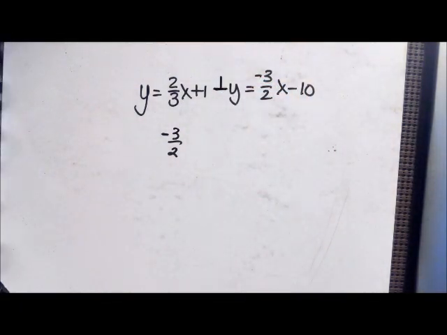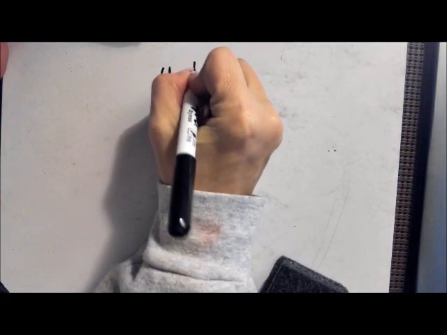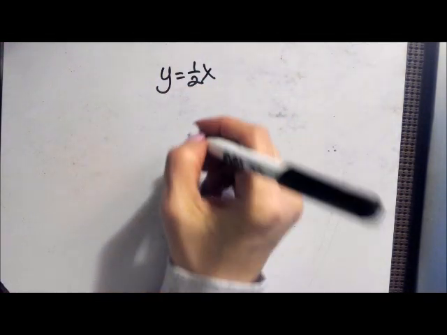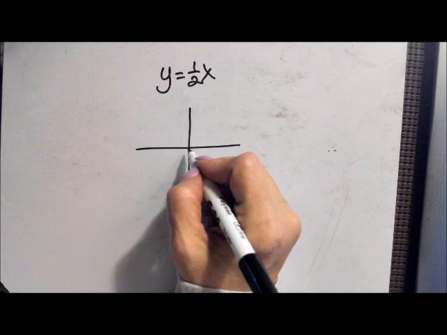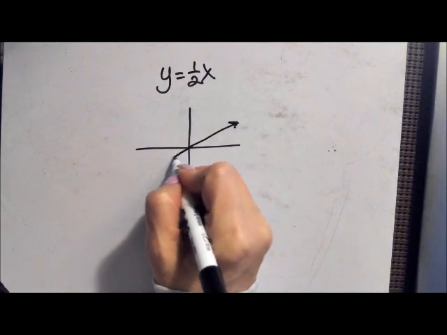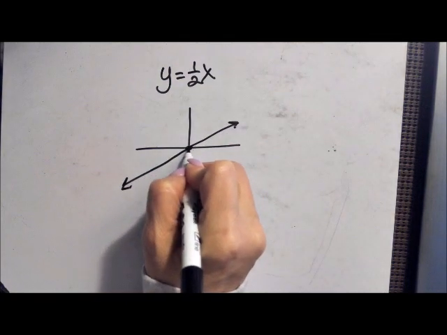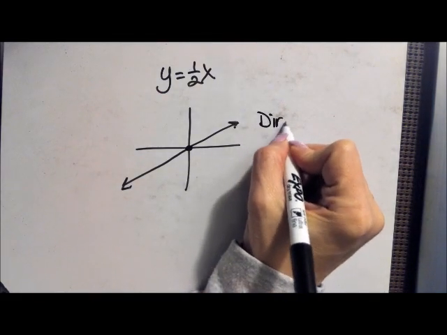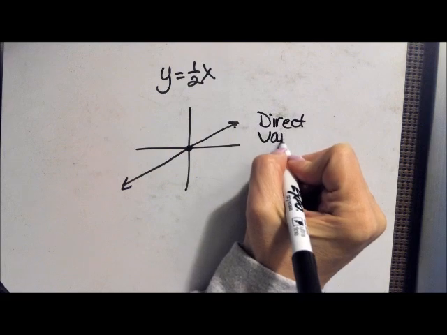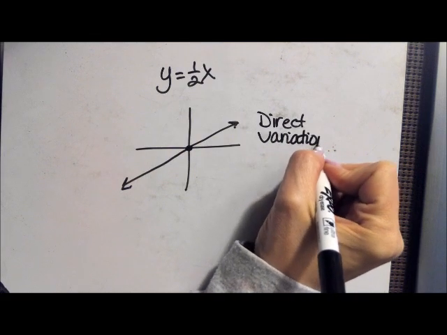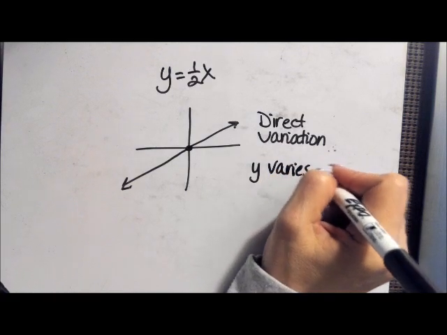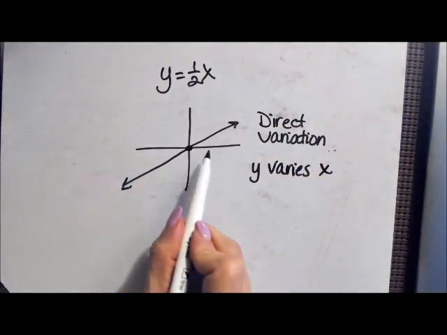All right, so the other thing is we got this equation, right? y equals 1/2 x whenever we wrote that equation. This is a special type of linear equation. When I graph this one, it kind of looks like this. It goes right through here. Lines that go through the origin, we call those direct variation. That just means that y varies directly with x. y varies with x, okay? It goes through the origin.